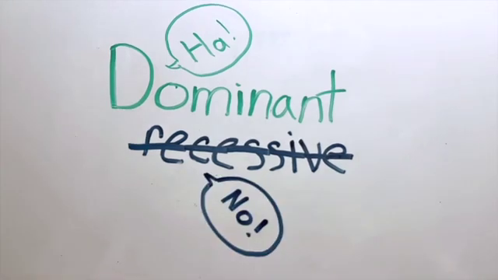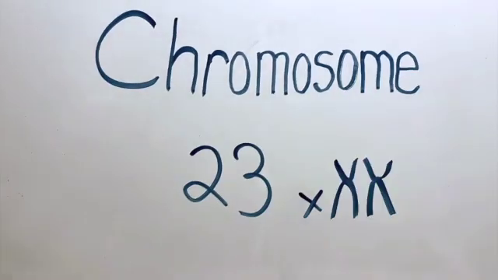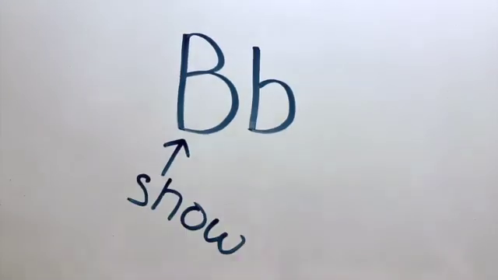When a dominant gene is present, it will mask the recessive one. In the scientific world, dominant genes are written as capital letters, and recessive genes are written in lowercase letters. These genes are stored in chromosomes, which humans have 23 pairs of. Remember how you have two copies of the same gene? If one of the genes that you inherited is dominant, you will show that trait.